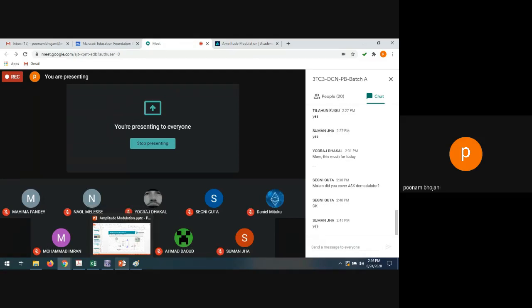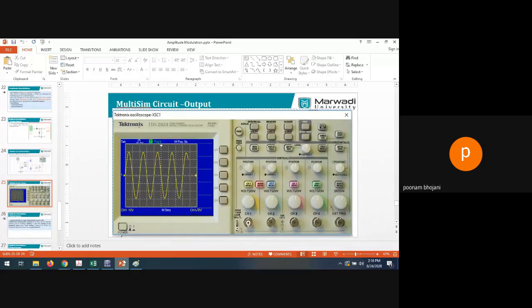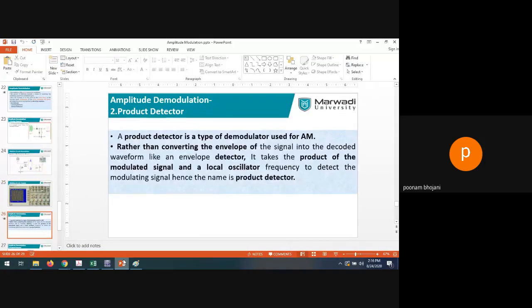Okay, fine. So that's all we have studied for the amplitude modulator and demodulator. In the amplitude demodulator, I already told you that there is a second technique also, that is the product detector or product demodulator. In the product detector, rather than following the shape of the envelope of the modulated signal, what we are doing is a product of two signals. Product means multiplication.